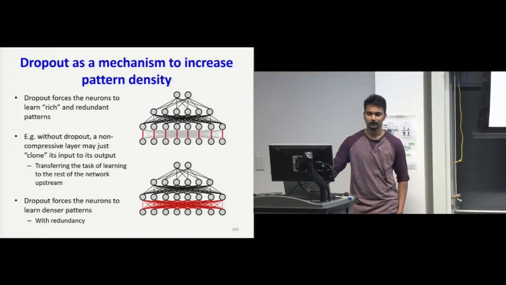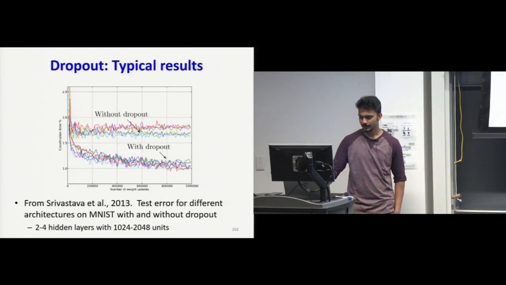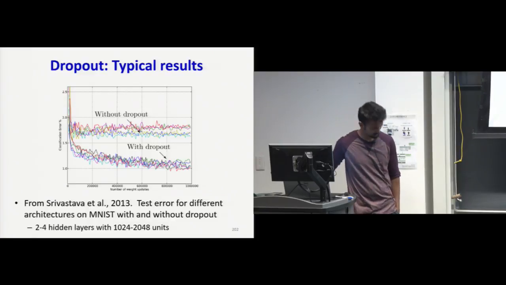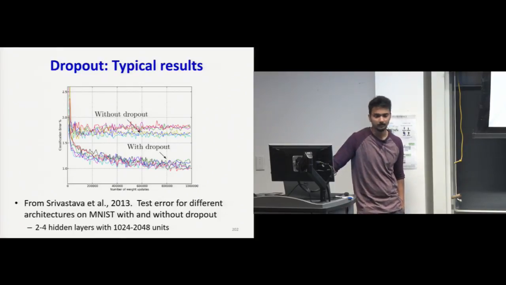So basically, when you're dropping off neurons while training, the network tends to learn new ways, new connections in which it can classify or produce results. This leads to having a much richer pattern density, and it tends to work better. So these are typical results with dropout and without dropout. As you can see, the network performs way better when you have dropout.